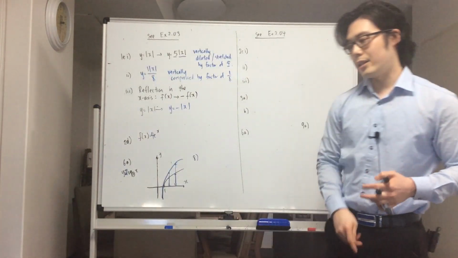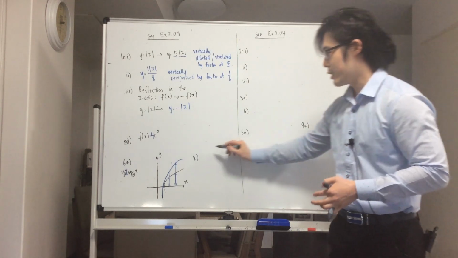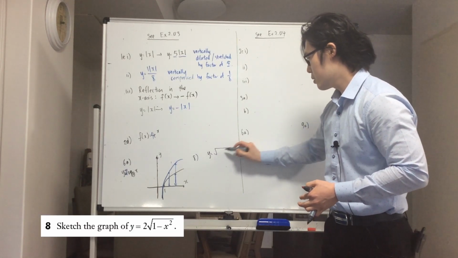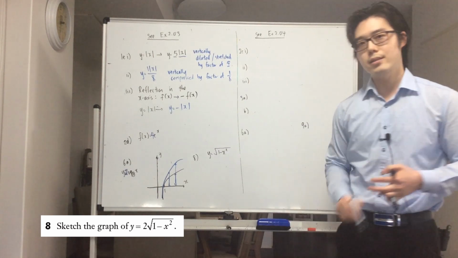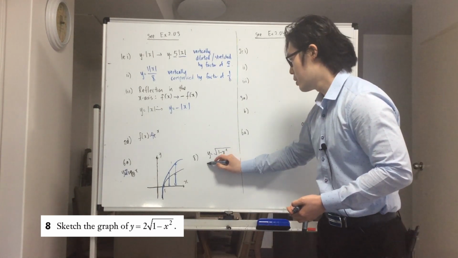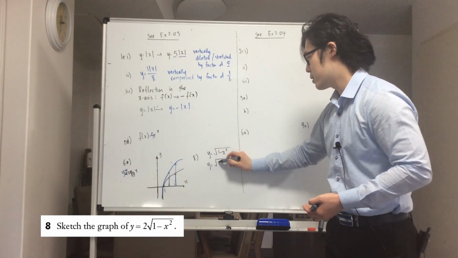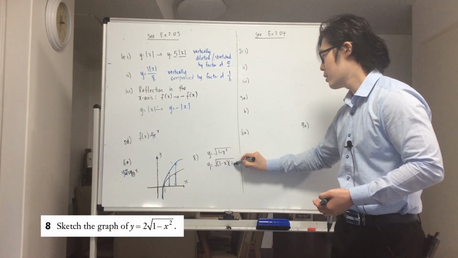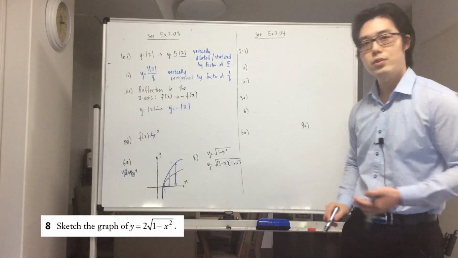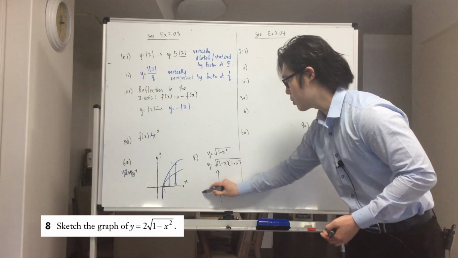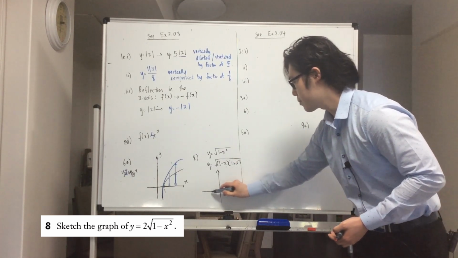Now question 8, I just want to give you a guide in case you forgot how to sketch this. If you have x squared inside a square root, that's a semicircle. So what you want to do is factorize what's inside, using difference of 2 squares. So it's going to go through 1 and minus 1.